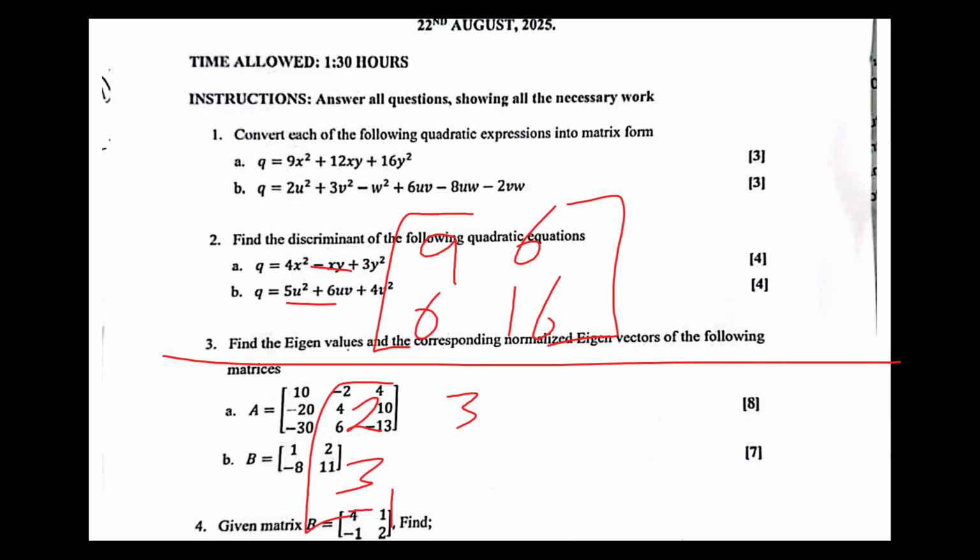Then 3, 3. We have put here. Then negative 1, negative 1. No, we are listening. Negative 1, negative 1, yes. Then here.